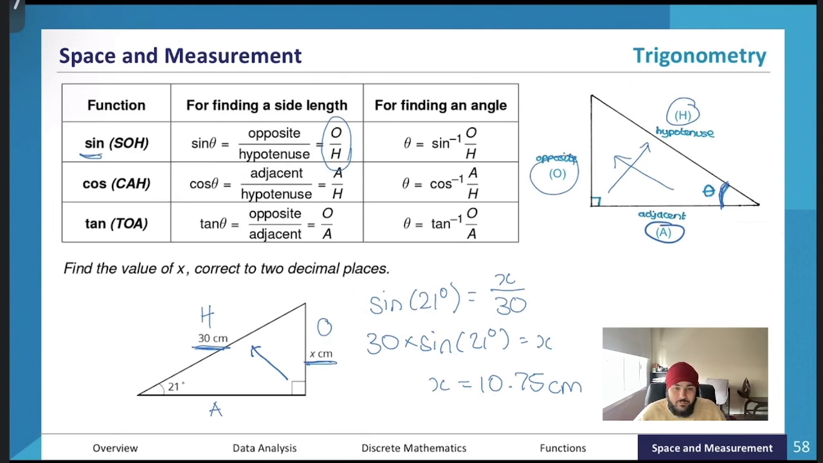We look at the given question, we look at what sides we know and what side we don't know. Then we find a ratio which relates the side that we know and the side that we don't know, and we just use that particular function.